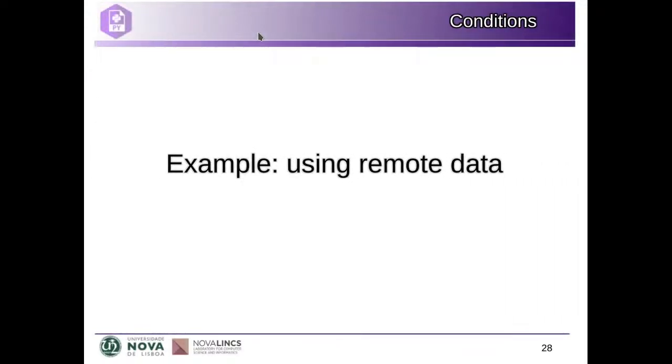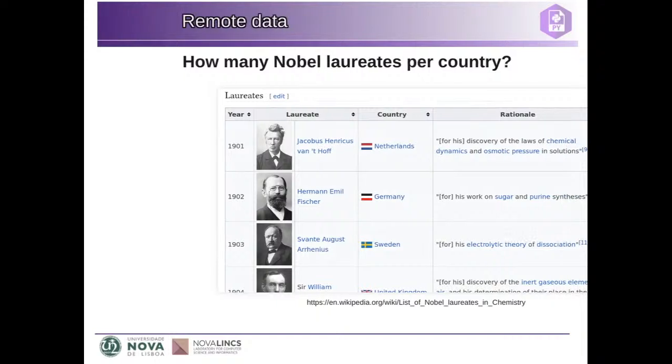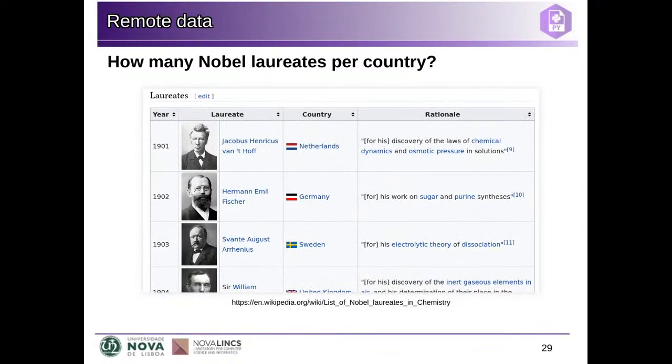Okay, so let's see a more practical example of using modules and conditions and processing remote data. So we have in Wikipedia these pages with the lists of Nobel laureates.